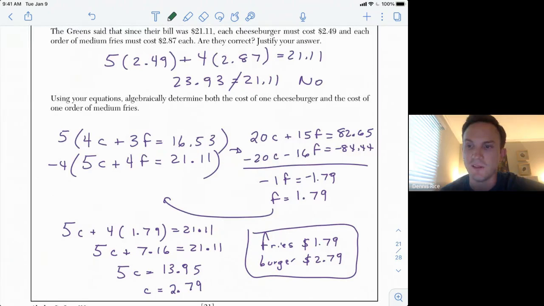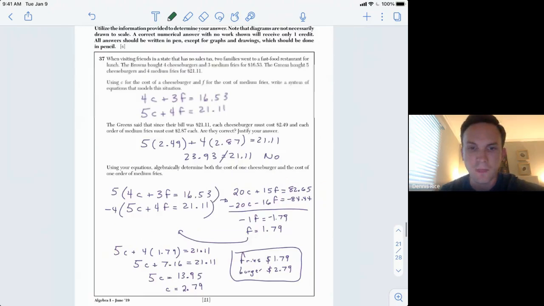This was a pretty easy 37. So 6-point question. Let's go over the breakdown of this. So if you have what I have, 6 out of 6. Let's see if there's any weird scoring things.